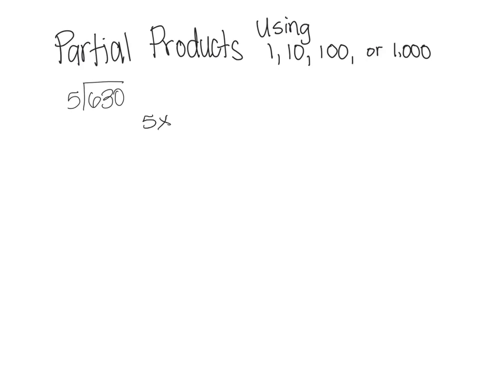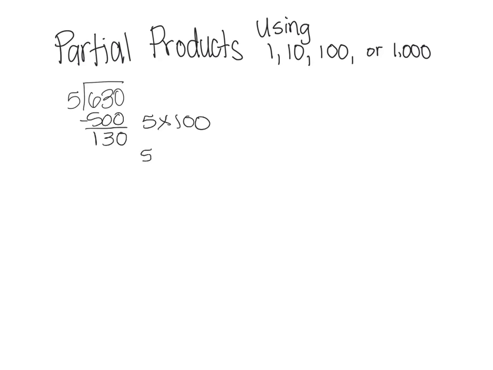I know that 5 times 100 is 500, and 5 times 1000 is 5000. So that might be a little too big, so I'm going to stick with 100. 5 times 100 is 500. I will subtract that from 630. 0 minus 0 is 0, 3 minus 0 is 3, but 6 minus 5 is 1. So I still have 130 left.